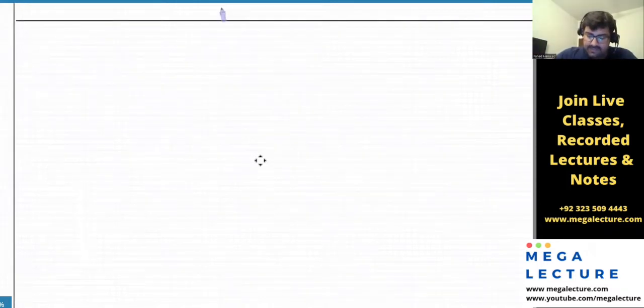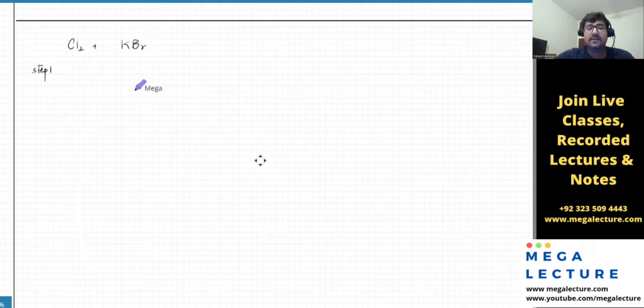So I've got a reaction and I want to figure out what's going to happen over here. I've got Cl2 reacting with KBr. So step number 1. Now, I already know from O levels what's going to happen. Cl2 is more reactive, so it will displace Br, or it will oxidize Br minus 1, right? And so step 1 is identify the reactants. So let's do that.